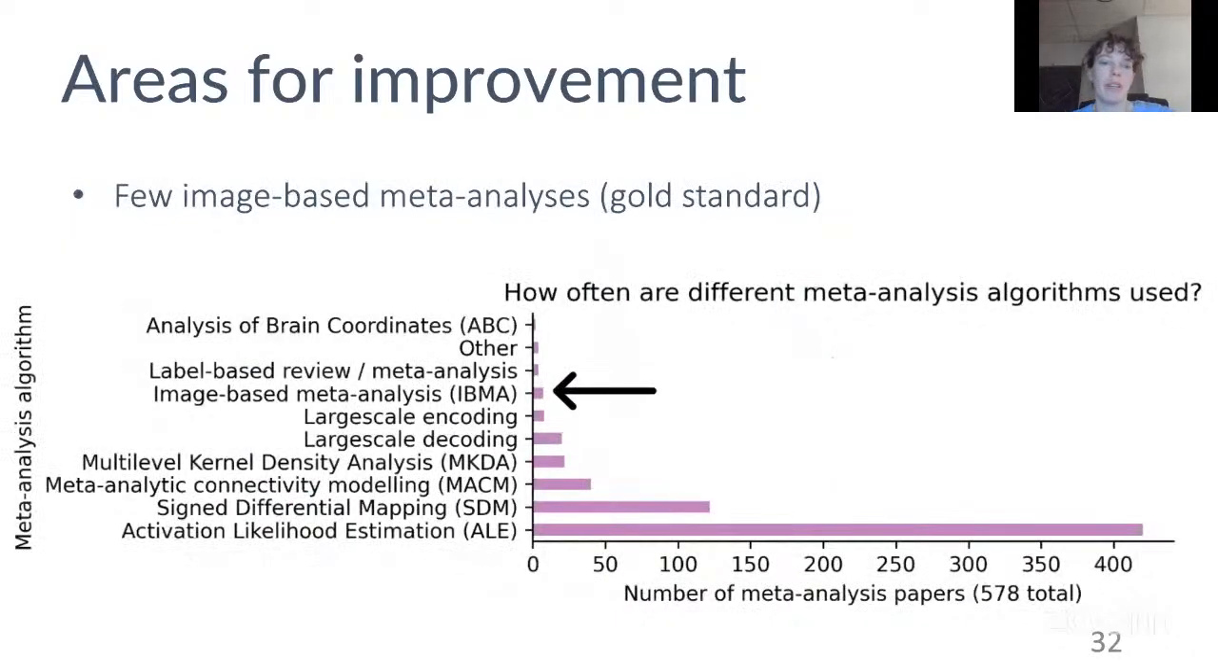Another area for improvement is that very few meta-analyses use the gold standard method, which is image-based meta-analysis. And this is where you use the entire image result instead of just the reported coordinates of results. And you can see all these other types of models or algorithms use coordinates, and just this one uses the images, and it's used very seldom. This is simply because it's harder to find the data, and until recently, there hasn't been software that can be used to simply do an image-based meta-analysis.